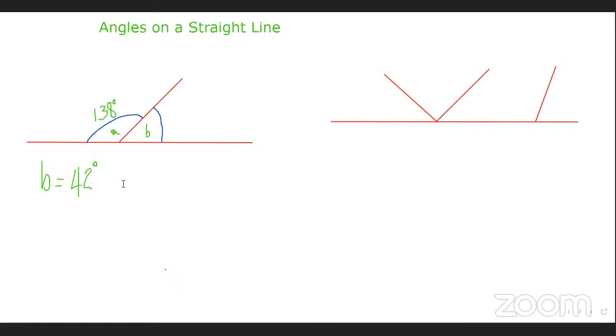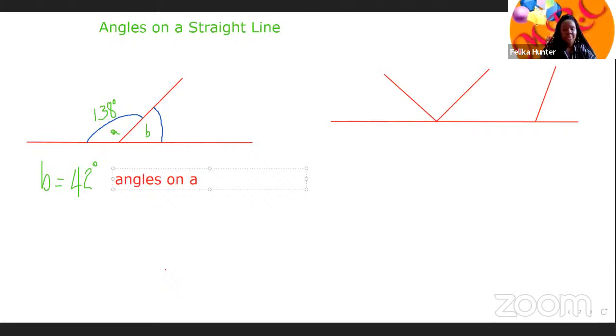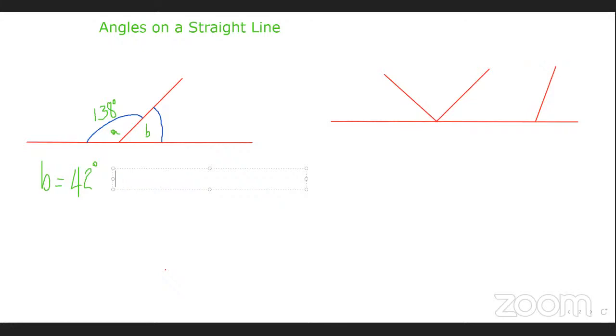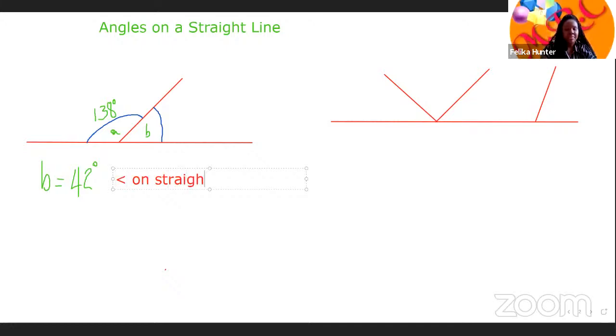Because angles on a straight line make 180, so 120. Angles on a straight line. We're just going to use the angle symbol, angle equals 180. Angles on a straight line add up to 180 degrees. Let me see if I can write in my degree symbol. Right, beautiful. So it adds up to 180 degrees.